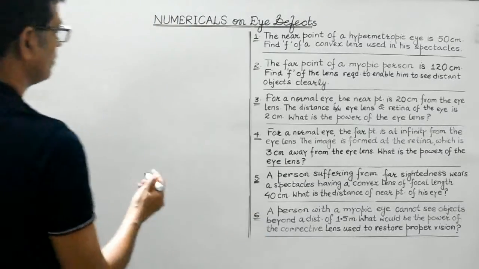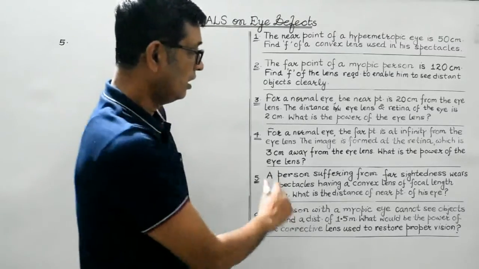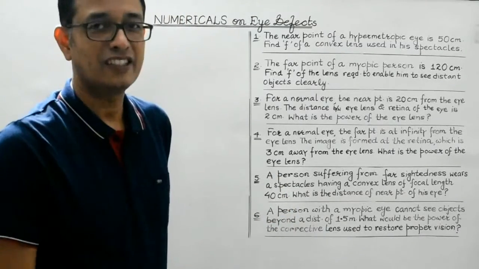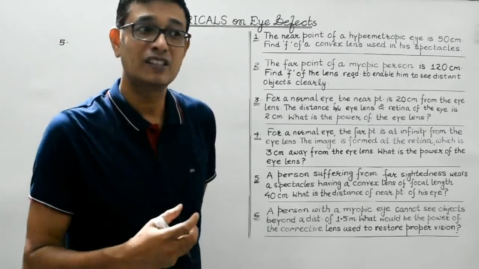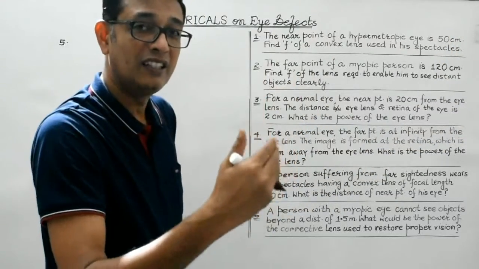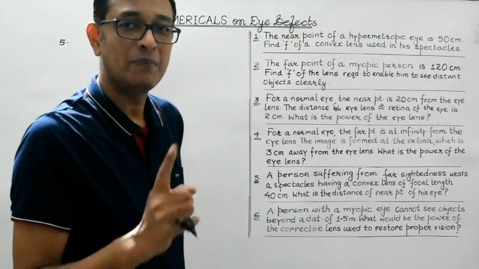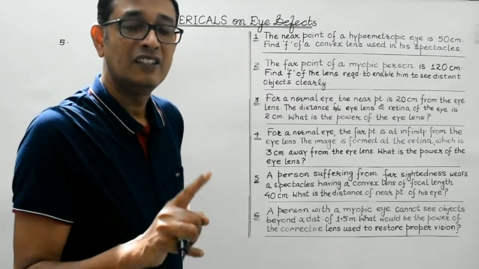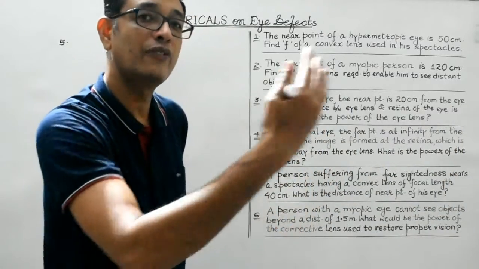So, question number 5. Let me read out the question once again. A person suffering from farsightedness. Farsightedness means hypermetropia, where a person is able to see clearly the distant objects but is unable to see clearly the nearby objects. So in case of hypermetropia or farsightedness, the near point increases. It is greater than that of 25 centimeter.